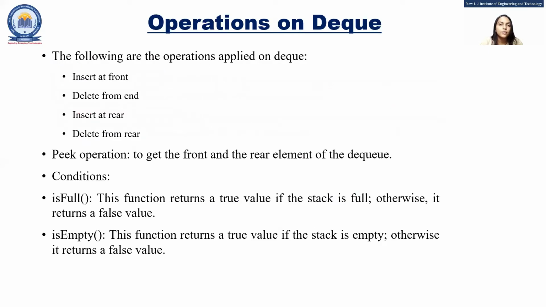Now students, what are the different operations which we can perform on DQ? As we know, we can insert from front and rear, and we can also delete from front and rear. So we can insert from front or delete from front, or insert at rear and delete from rear. Also, if we want the current element, we can get the front and rear element. So we can say DQ of front will give us wherever the front is pointing. Here also we need to check two conditions.